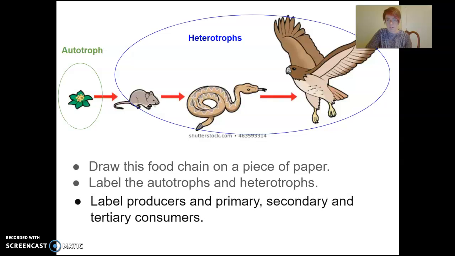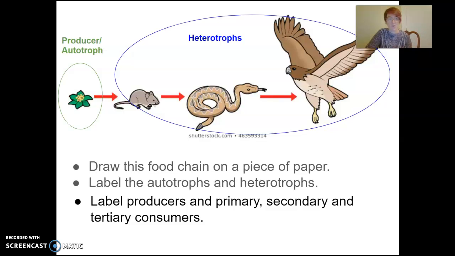I have some more terms for you: producers and consumers. And then within consumers, we can call things primary, secondary, or tertiary consumers. So a producer is something that produces its own food. That's the same thing as an autotroph. A plant is a producer. Label that on your diagram. And then a consumer is what it sounds like. It consumes other things to get its food.